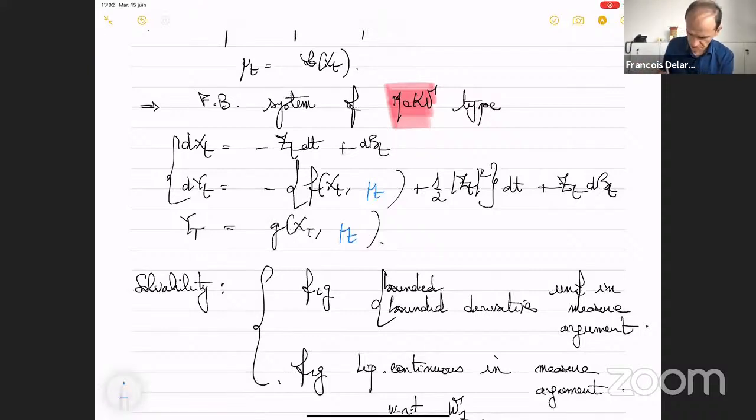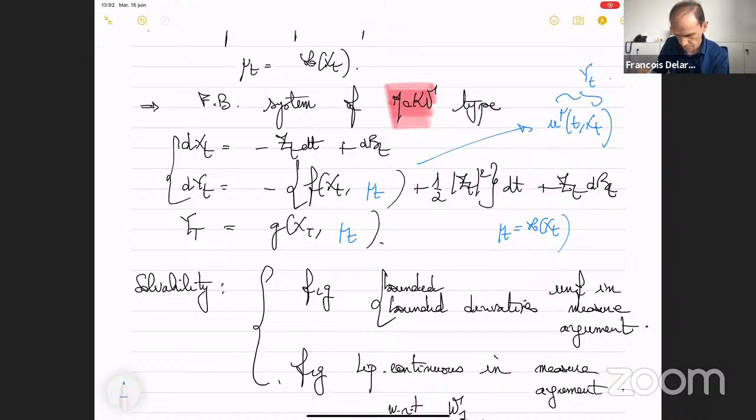And then I would try to say at the end of the day, I want the law of X_t to be equal to mu t. And my claim is that if you do that, this won't be so different from what I did with the PDE approach, because even though you attack this equation directly by using probabilistic arguments, I know that the solution will be given by u of mu t, X_t, and the same for Z_t, which will be the gradient.